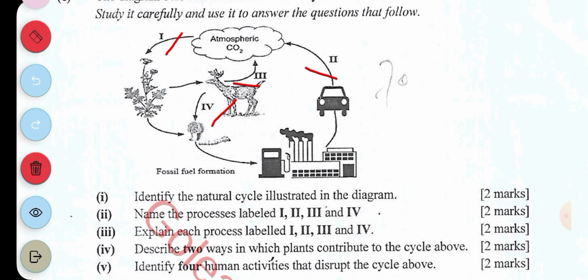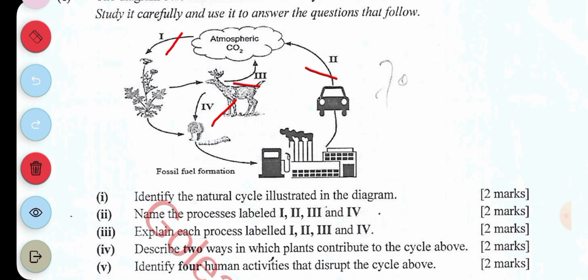Then it says, describe two ways in which plants contribute to the cycle above. Plants contribute to the cycle above by using the carbon dioxide in the atmosphere, which is also known as carbon sequestration. So the plant uses the carbon in the atmosphere to make food. The plant also releases carbon when it respires.